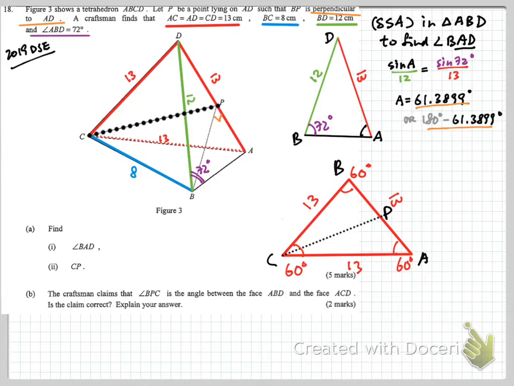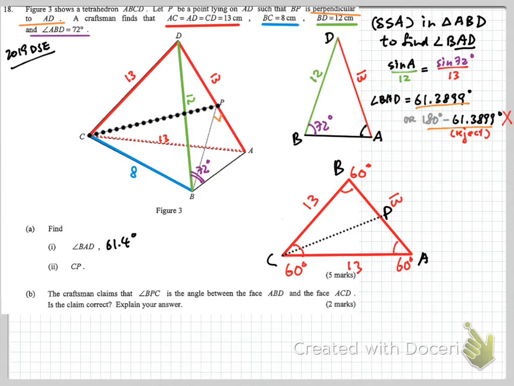Fortunately, in this case, the second one is rejected because there is already a 72 here. If you take this angle and add a further 72, that will obviously be greater than 180 degrees. So it violates the angle sum of triangle. The second one is not accepted, so there leaves only one answer. Angle BAD will therefore be 61.4 degrees. This is the answer to part A1.